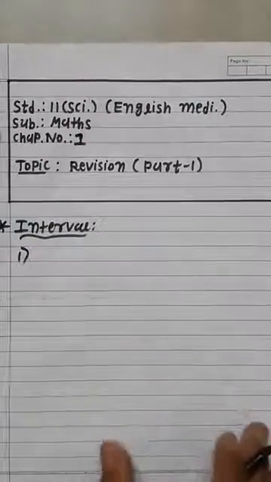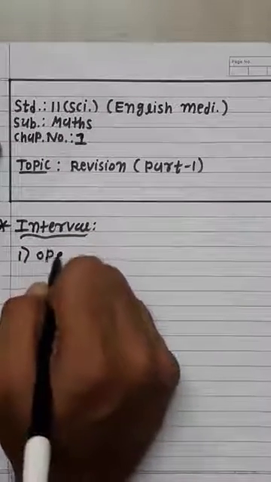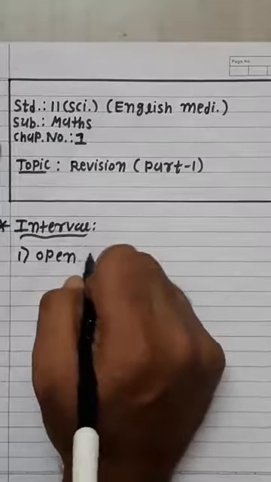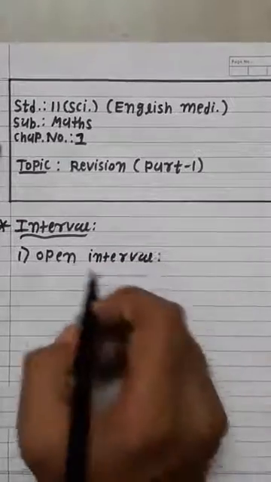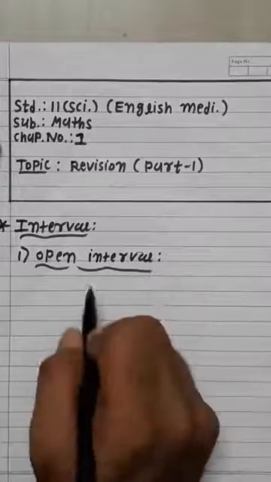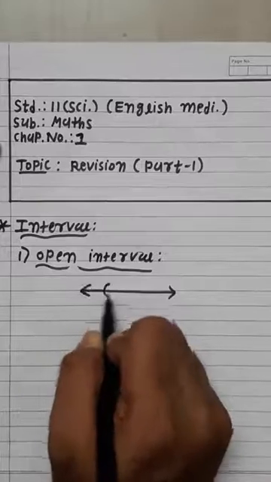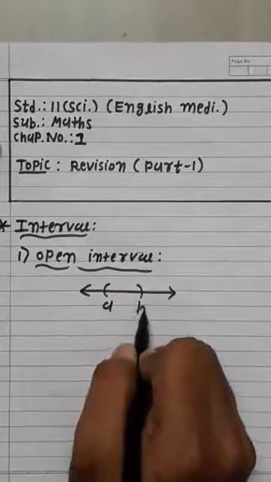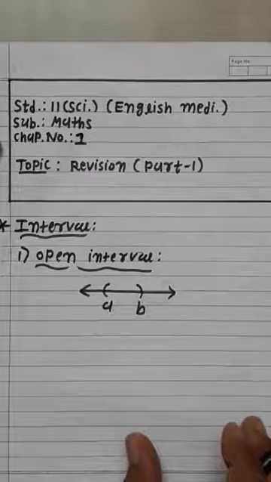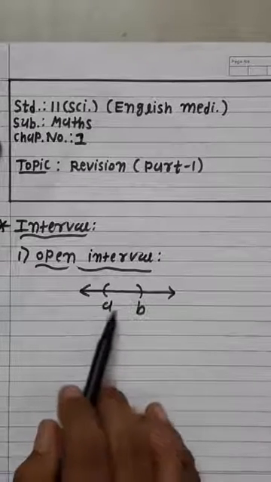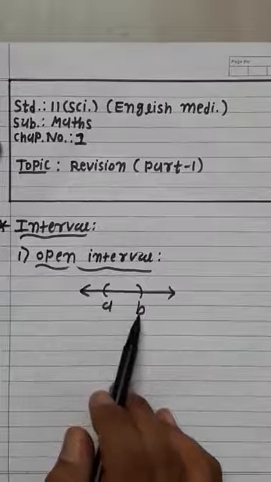First interval, open interval. In an open interval, we can write open interval (a, b). What is the meaning of open interval? Open interval means all the values between a and b, but we cannot include a, and we cannot include b.